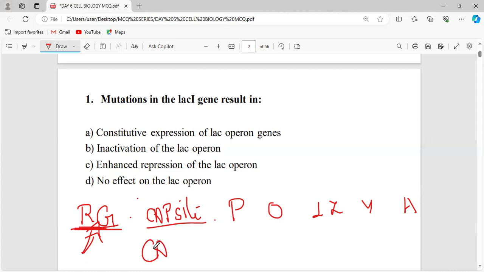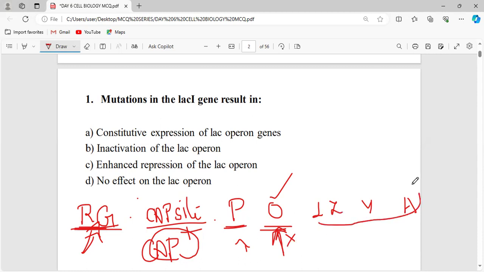Okay, in the CAP site, a CAP molecule will bind. Okay, what is the purpose of this CAP molecule and the cyclic AMP complex? Only when it is attached to this CAP and cyclic AMP will it result in efficient transcription. Okay, and at the operator, the repressor will bind. Whether the operon will be turned on or turned off will be decided by the binding of this repressor. And we know this is the structural gene. This is how the lac operon looks.